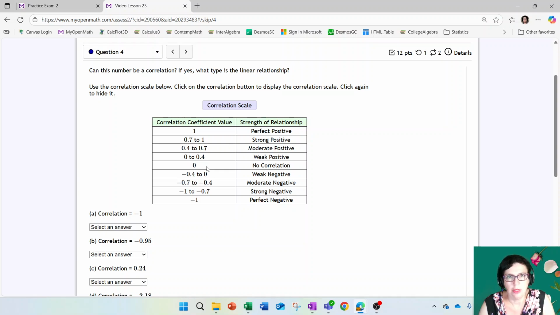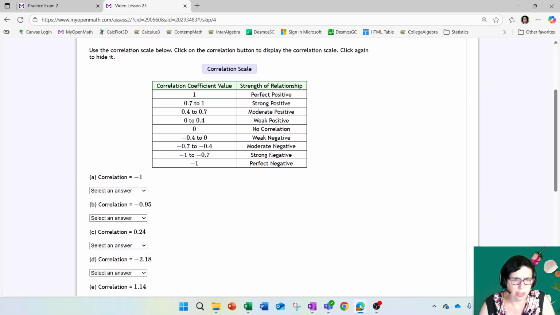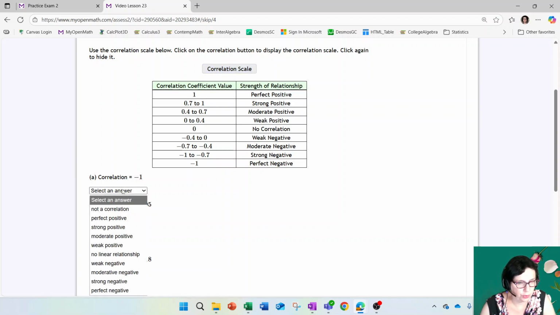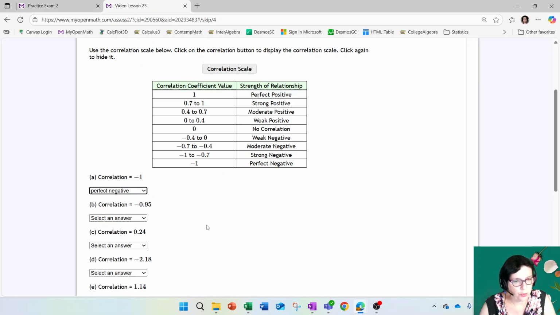A similar situation is going on for negative numbers. I think the easiest thing to do is also plot it in Desmos so you can take a look at exactly the location of the number. But some of it is just straight from the table. So if it's -1, that's just perfect negative. So that would be perfect negative.